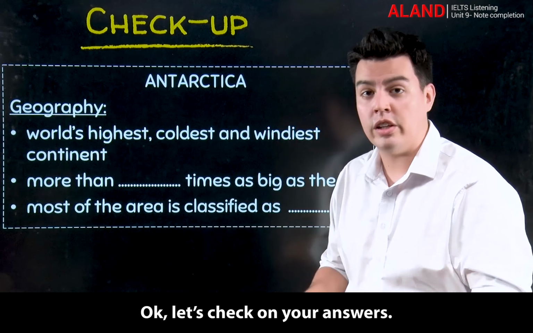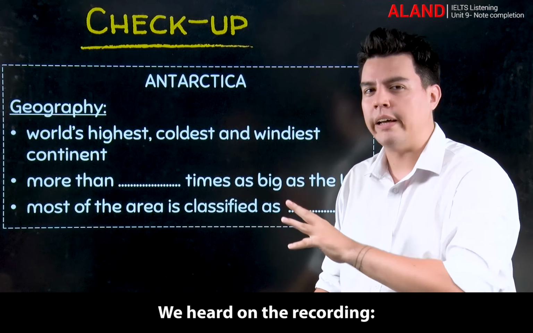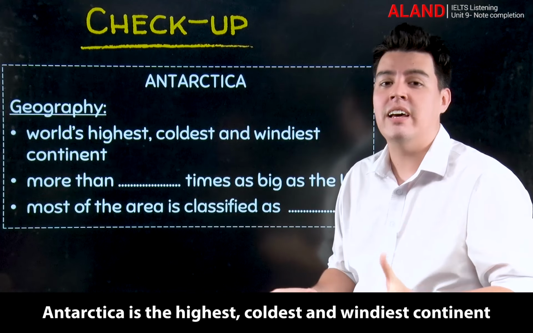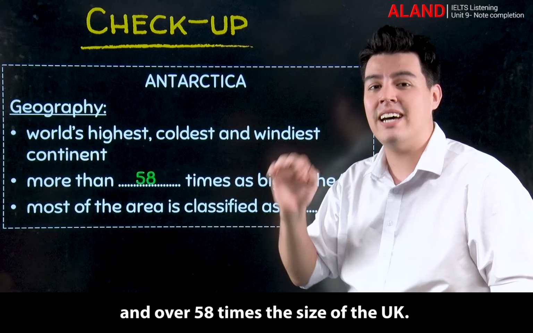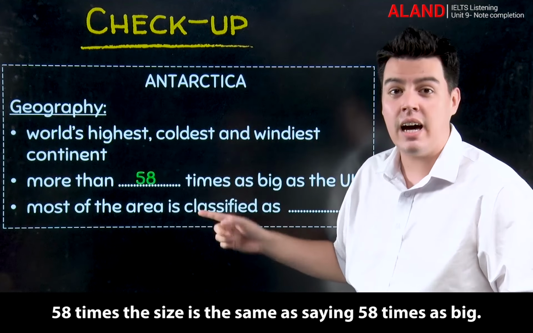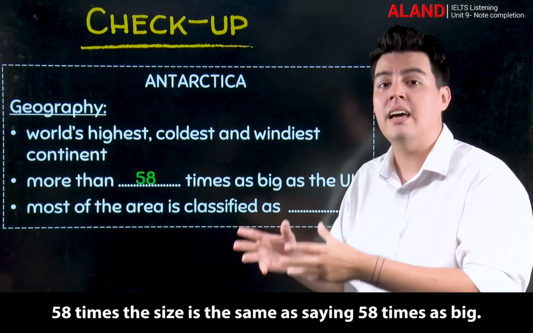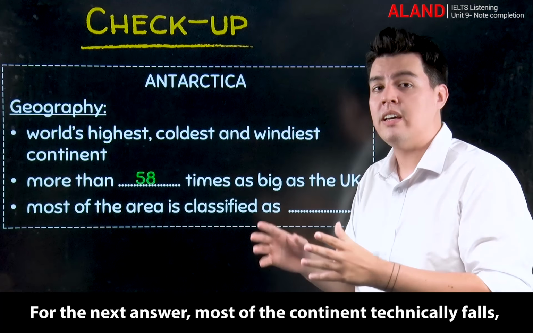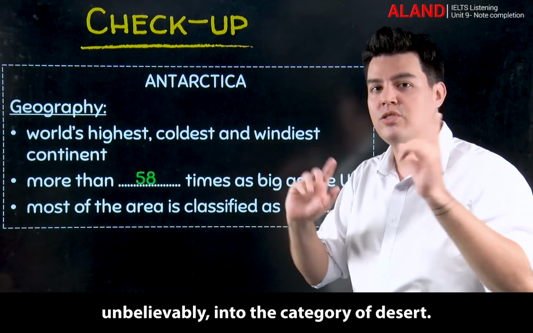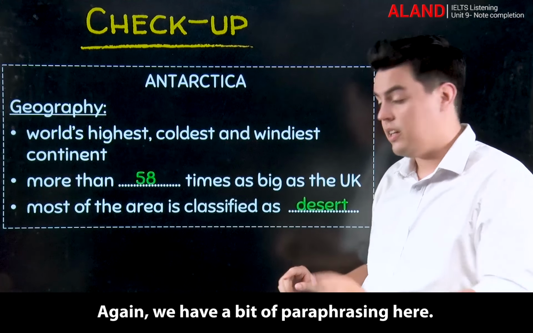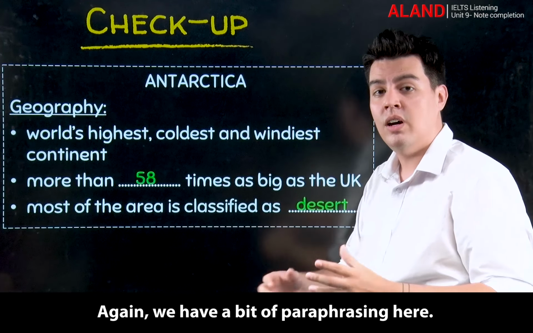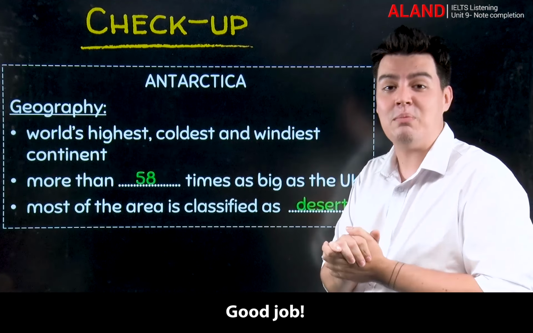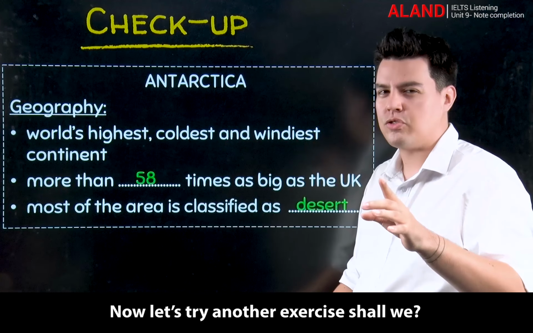Okay, let's check on your answers. We heard on the recording, Antarctica is the highest, coldest, and windiest continent and over 58 times the size of the UK. 58 times the size is the same as saying 58 times as big. For the next answer, most of the continent technically falls unbelievably into the category of deserts. Again, we have a bit of paraphrasing here. Falls into the category of equals classified as. Good job! Now, let's try another exercise, shall we?